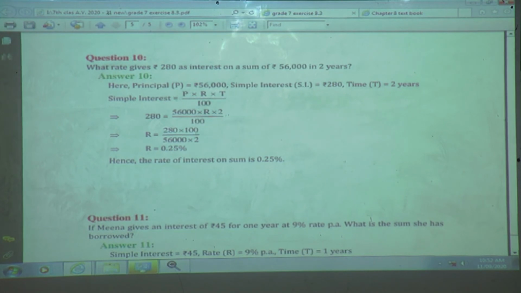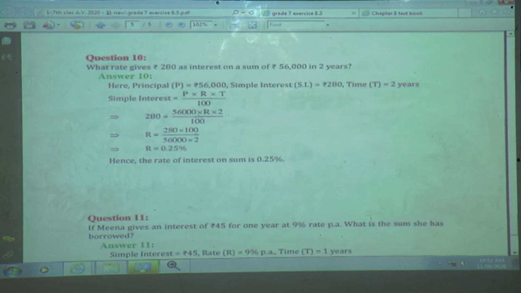So substitute the value of P. You don't know R, write it as it is, R. You know the value of T and you know the value of SI. So substitute the value of each term here: SI is 280, principal is 56,000, R is as it is because we have to find the rate of interest, and time period is 2 years upon 100. So in short, the formula is SI is equal to PRT upon 100.